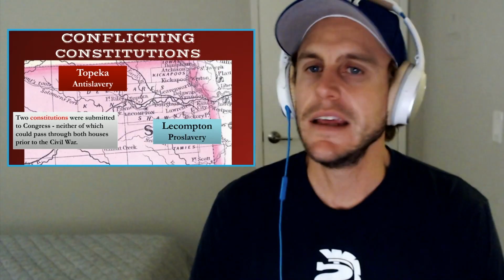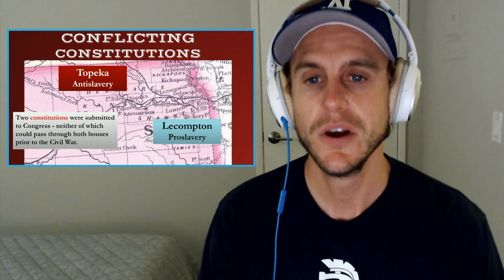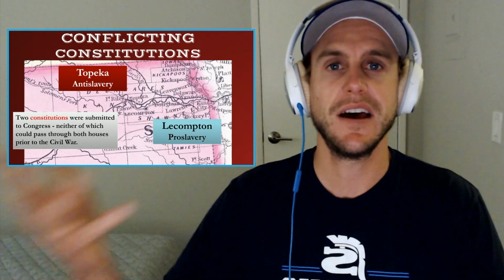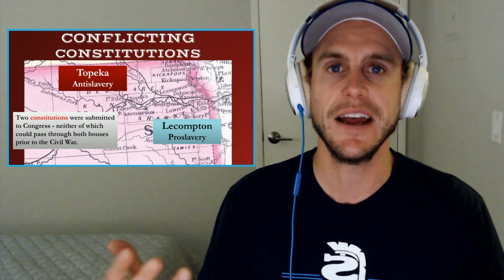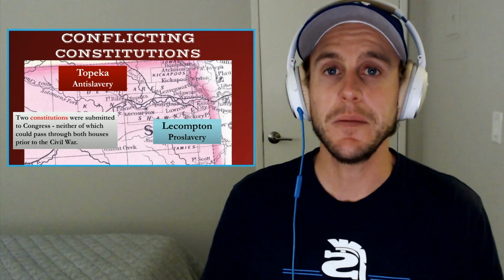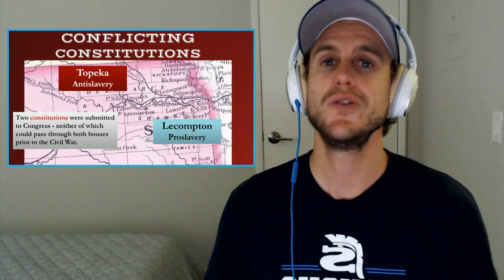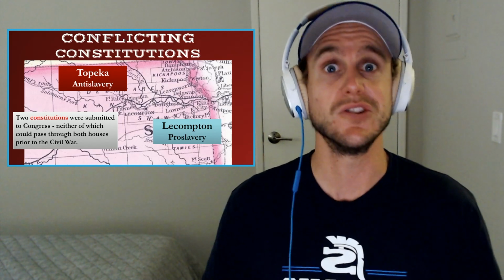Now, in addition to physical violence, there's also conflict in this territory over politics, right? So both sides, anti- and pro-slavery, are each attempting to create the state of Kansas, and they begin to submit these countering state constitutions. And so even up to the Civil War, this is going on.